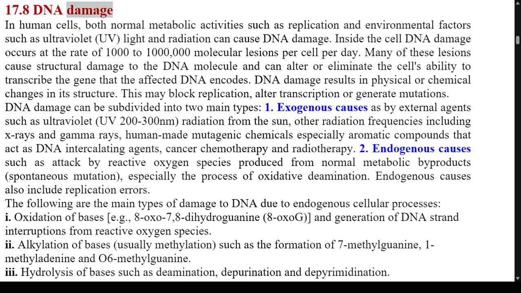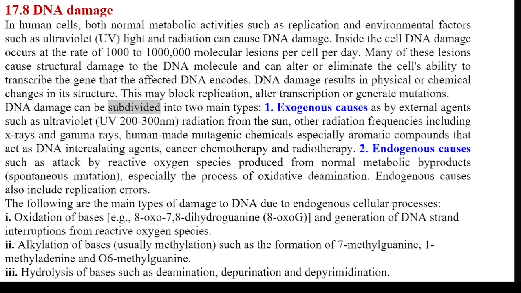17.8 DNA Damage. In human cells, both normal metabolic activities such as replication and environmental factors such as ultraviolet (UV) light and radiation can cause DNA damage. Inside the cell, DNA damage occurs at the rate of 1000 to 1,000,000 molecular lesions per cell per day. Many of these lesions cause structural damage to the DNA molecule and can alter or eliminate the cell's ability to transcribe the gene that the affected DNA encodes. DNA damage results in physical or chemical changes in its structure. This may block replication, alter transcription, or generate mutations.